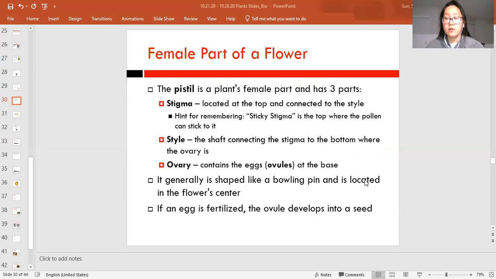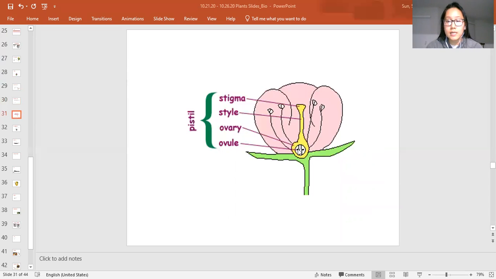They're talking about the pistil, and it's located in the center of the flower. So no matter what flower you look at, in the center is going to be the female part, the pistil, and there's only one of them. There's multiple male parts surrounding the pistil usually, but there's only one singular pistil in the center. If the egg does get fertilized, the ovule will develop into a seed. So this ovule inside of here will become a seed, and this ovary is going to become a fruit.